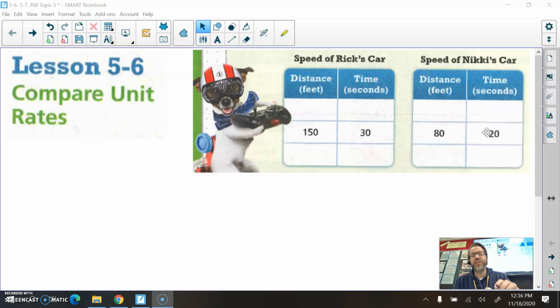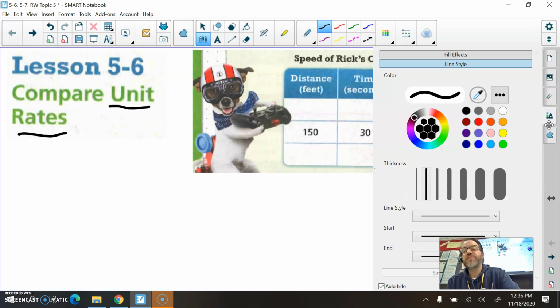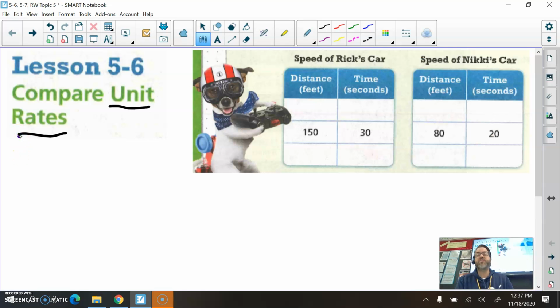Well, one thing I can do here is find what's called the unit rate, okay? And the unit rate would be, in this case, how far can that car travel in 1 second? So if we can find out how far it travels in 1 second of time, then we know its distance for that 1 unit of measurement, 1 second. So let's find out how far Rick's car goes in 1 second. And then we'll do the same thing for Nikki, find out how far her car will go in 1 second.